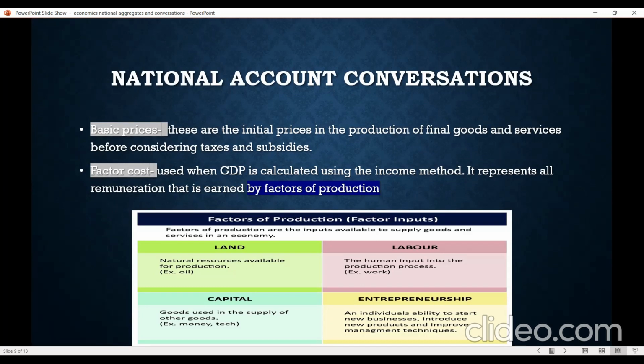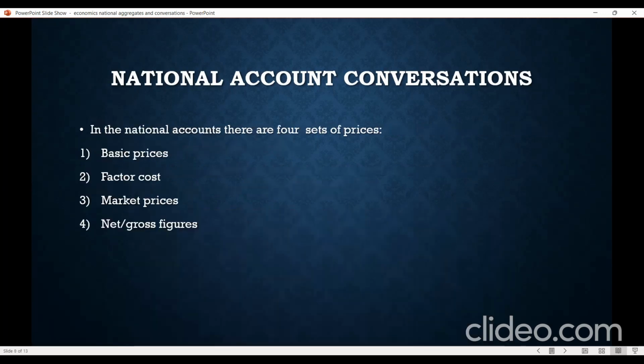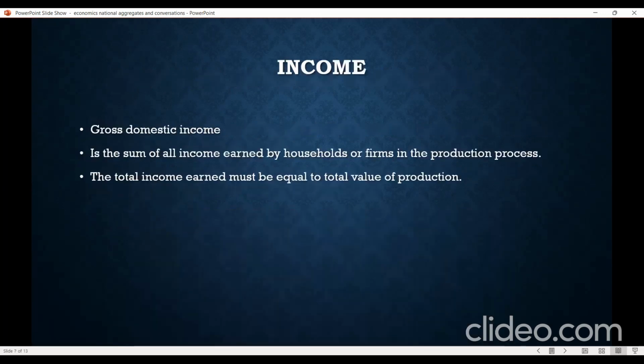Now, the remuneration is what the factor costs are more focused on. We are more focused on the remuneration of land, where we speak of rent. We are focused on the remuneration of labor, when we talk of wages and salaries. We are focused on the remuneration for capital, where we speak of interest, and entrepreneurship, where we earn profits. Now, this is an interrelationship between our factor cost and our income method.